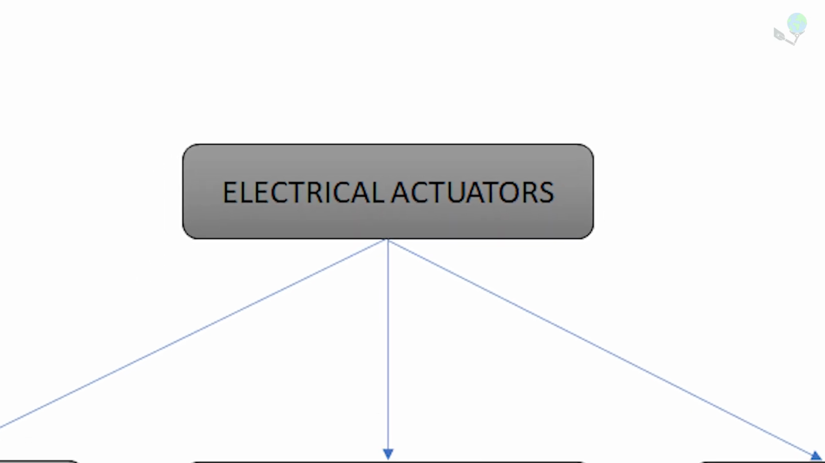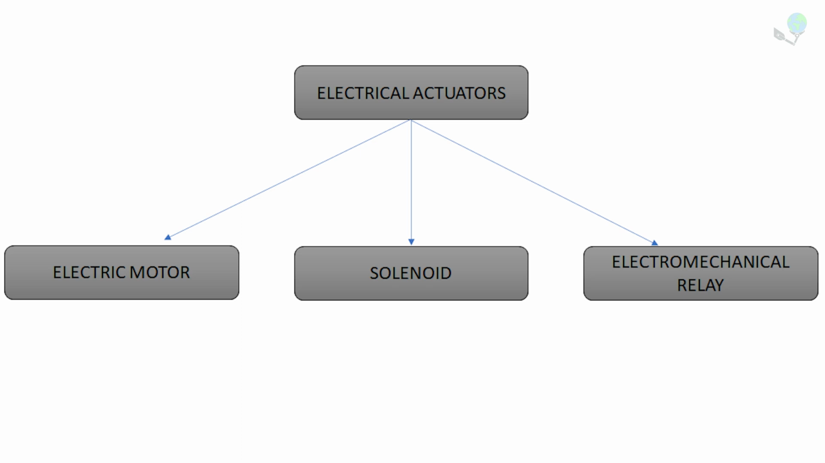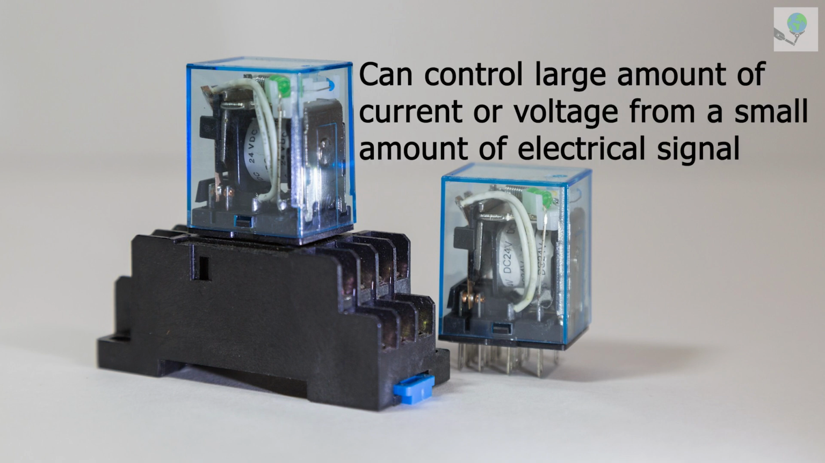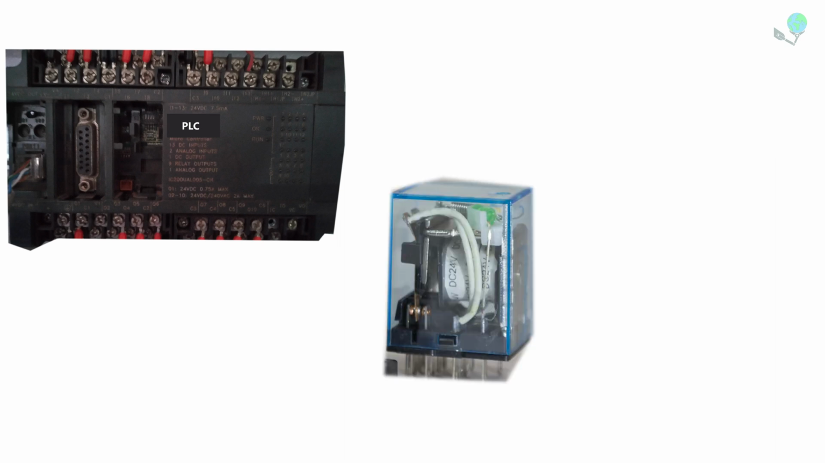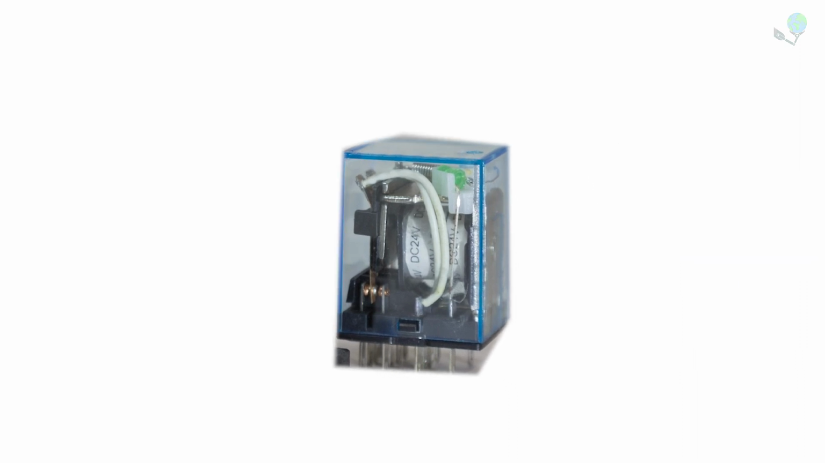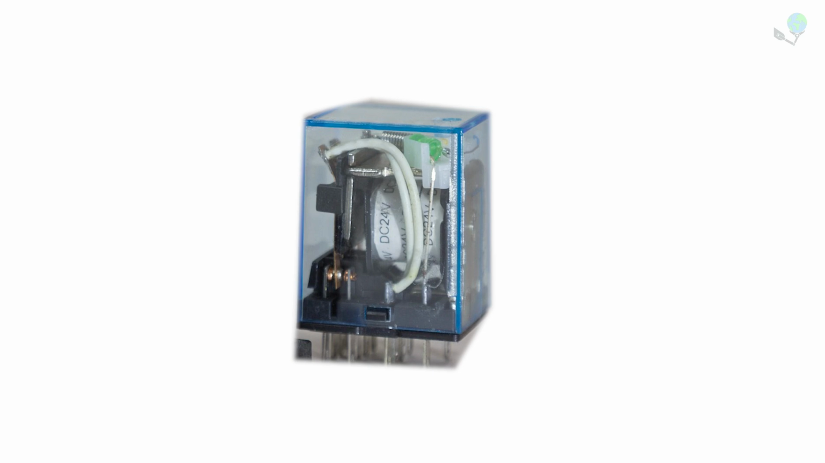The electrical actuators include electric motor, solenoid, electromechanical relay, etc. Here, I would like to specially mention the case of relays. As an automation engineer, you need to know the potential of this relay. Relays are used when we need to control a large amount of current or voltage with a small amount of electrical signal. It is basically a kind of switch. When you are automating the dam, the signal from the PLC needs to be connected to the relay because the motor which operates the shutter will definitely need more power. And now you know why relays are so important.